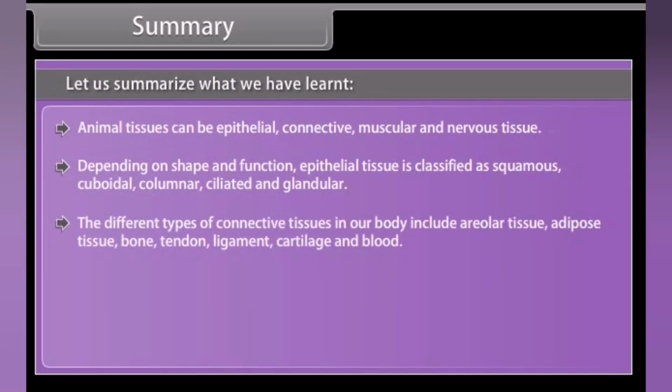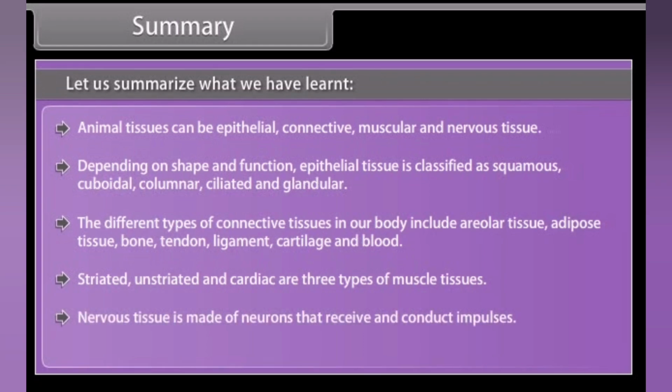The different types of connective tissues in our body include areolar tissue, adipose tissue, bone, tendon, ligament, cartilage, and blood. Striated, unstriated, and cardiac are 3 types of muscle tissues. Nervous tissue is made of neurons that receive and conduct impulses.